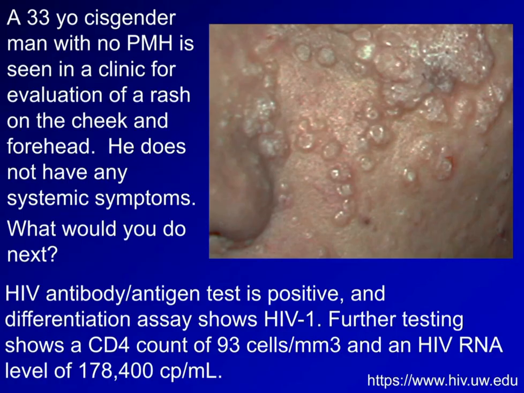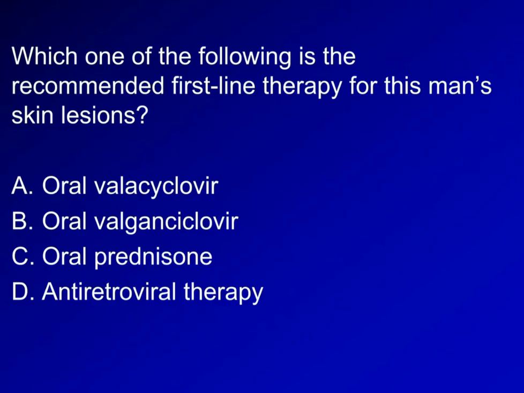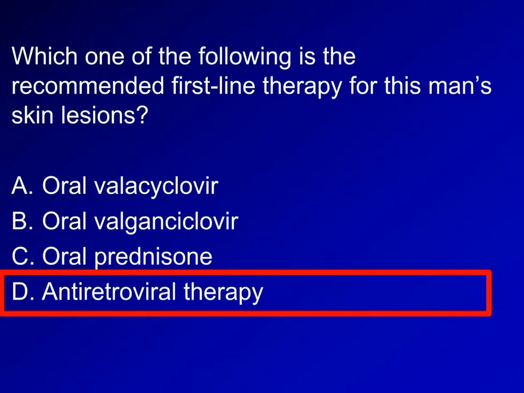Differentiation assay shows HIV-1. He's got a CD4 count of 93 and a viral load that's 178,000. But what do you like treating this man's skin lesions? Yes, correct. Molluscum will get better in general with antiretrovirals.